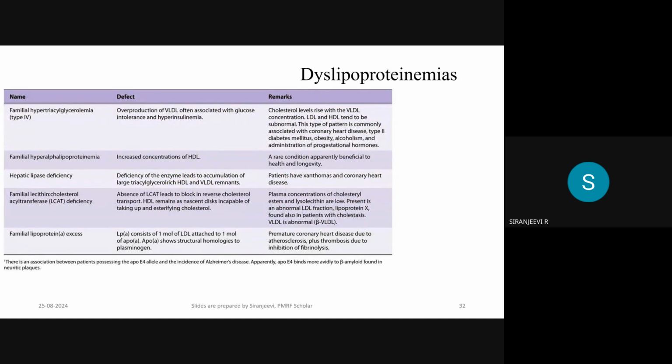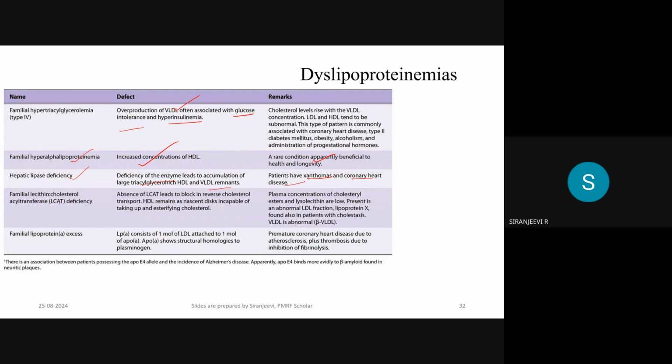And again, type 4 is majorly related to the overproduction of VLDL, and it's often associated with glucose intolerance as well as hyperinsulinemia. Another one is familial hyperalphalipoproteinemia, which is usually related to an increased concentration of HDL. There is no issue in such a case; this is a rare condition that is beneficial to health and longevity. And if hepatic lipase is not there, that deficiency leads to the accumulation of large triglycerol-rich HDL and then VLDL dominance. These people have xanthomas and coronary heart disease.